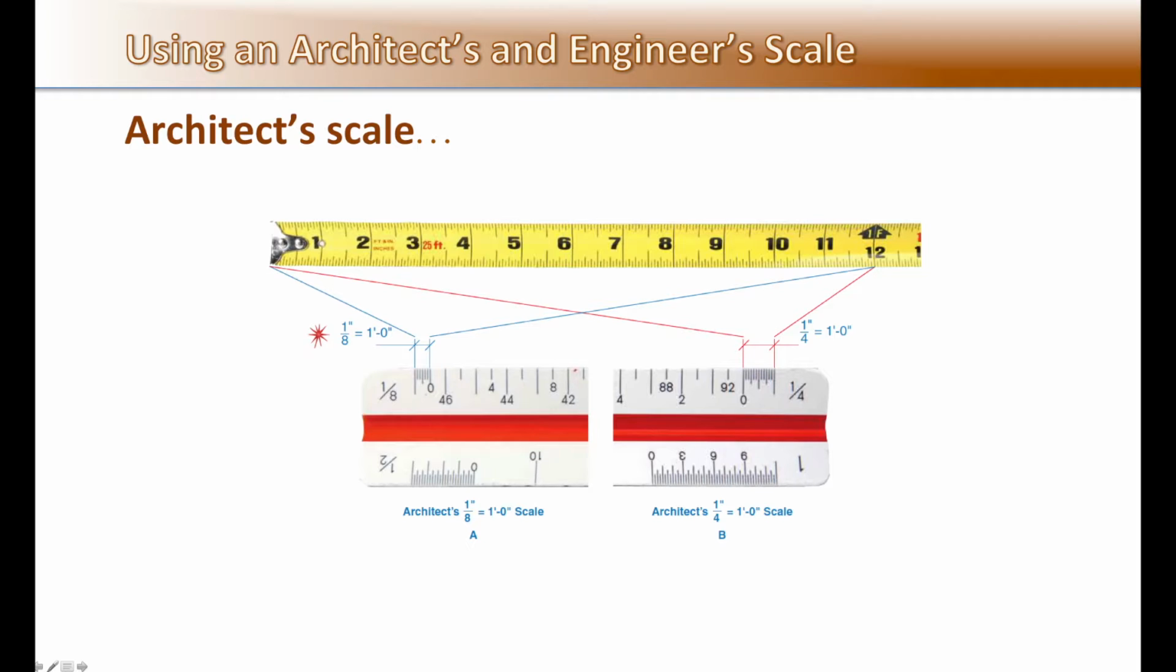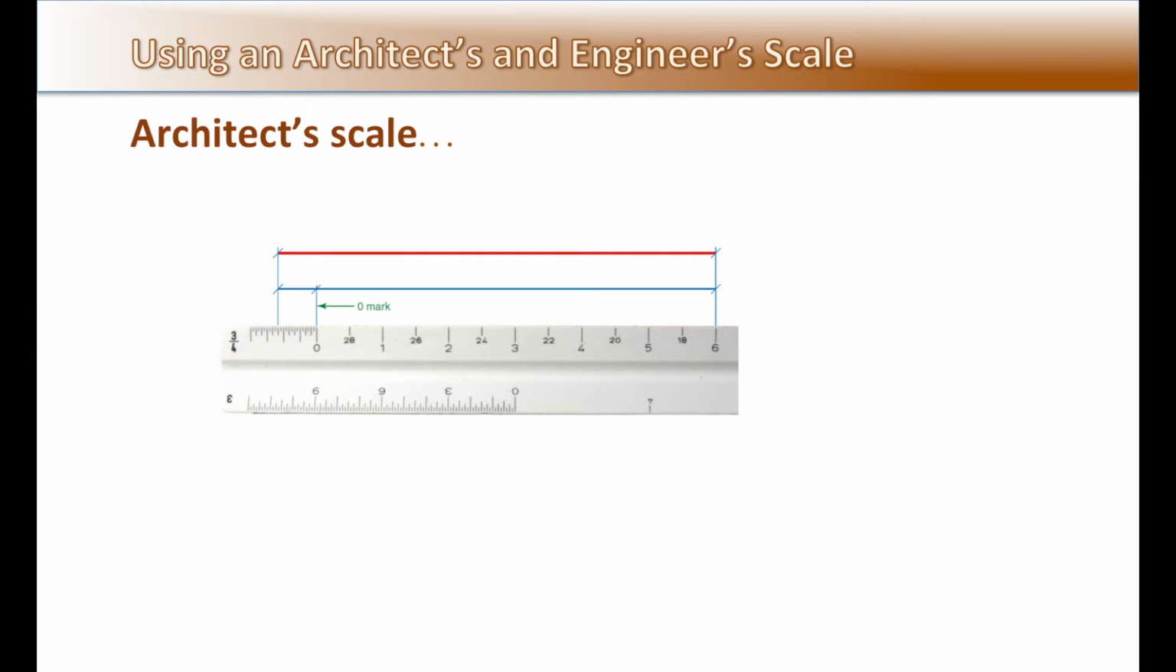This is shown in the example on the left with the blue lines. On the drawing made using a scale of 1/4 inch equals 1 foot, each 1/4 inch length on the drawing equals 1 foot. This is shown in the example on the right with the red lines. Once you understand this concept, using an architect's scale becomes easier.